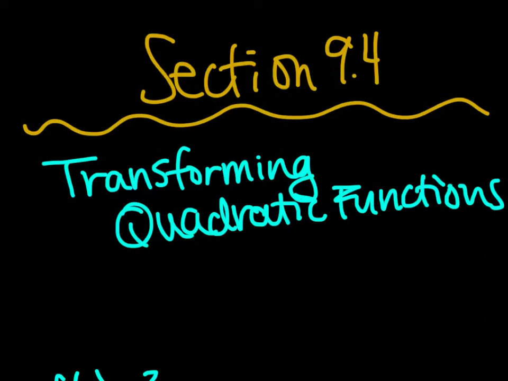Welcome to section 9.4, and in this section we are going to be looking at transforming quadratic functions. We've actually already done this once before, but it's been with lines. With lines we were looking at slope and how that changes things. If we change the slope on an equation, it could become more steep or less steep. Or if we change the y-intercept, we could see where it would start on the y-axis in comparison to what it did before. So in this, we're going to be doing the same sort of thing.